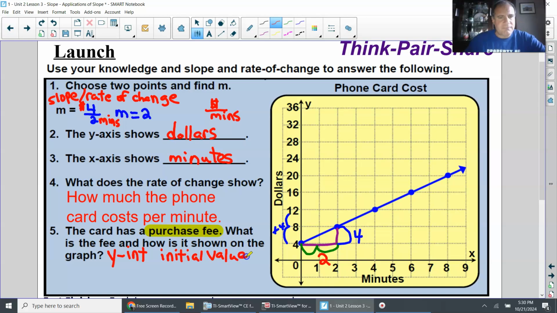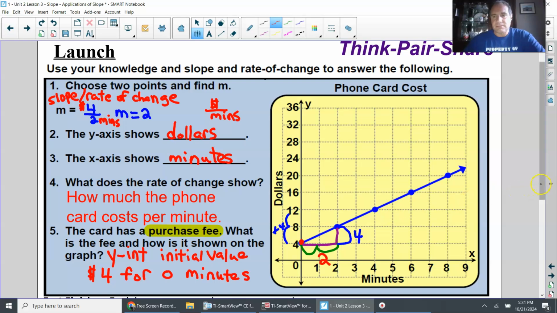So if this is the initial value of the card, initially when you go in to buy a phone card, you're going to be charged before you even use 1 minute. So right here, 0 minutes, they were charged $4. So it's charged $4 for 0 minutes. And it's shown as the y-intercept and initial value, right? That's what it is. It's initially, what do you have to pay before you start using the card at all?